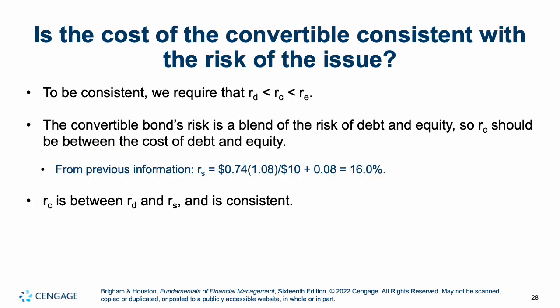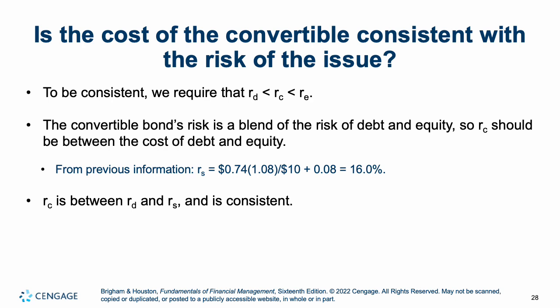So is the cost of a convertible consistent with the risk of an issue? To be consistent, remember, cost of debt is always the lowest, followed by cost of capital and then cost of equity. Since the convertible bond is a risk of debt, it blends the risk of debt and equity because it is a debt instrument that can be converted to equity. Return on our convertible, or RC, should be between the cost of debt and equity.